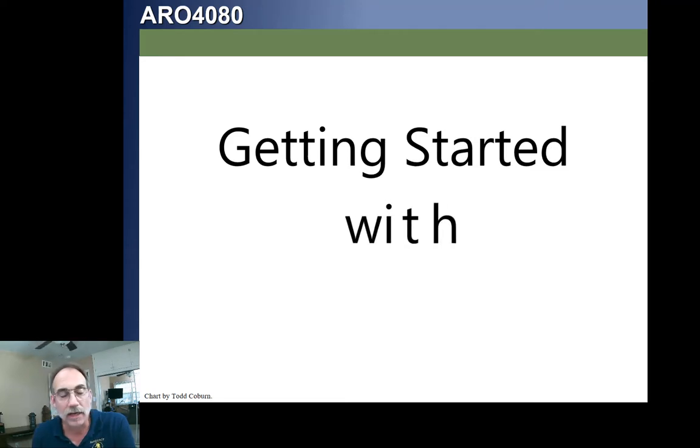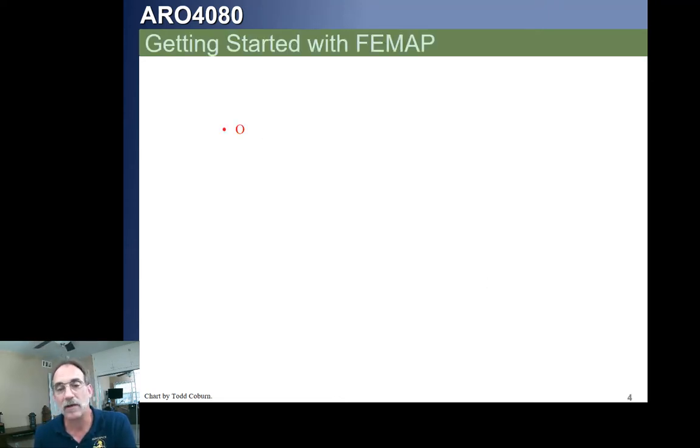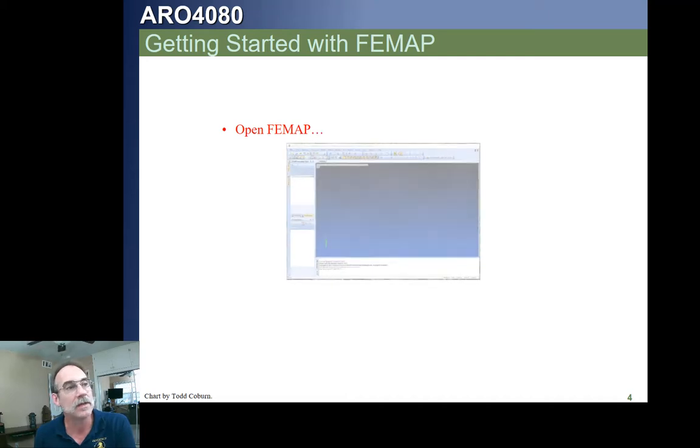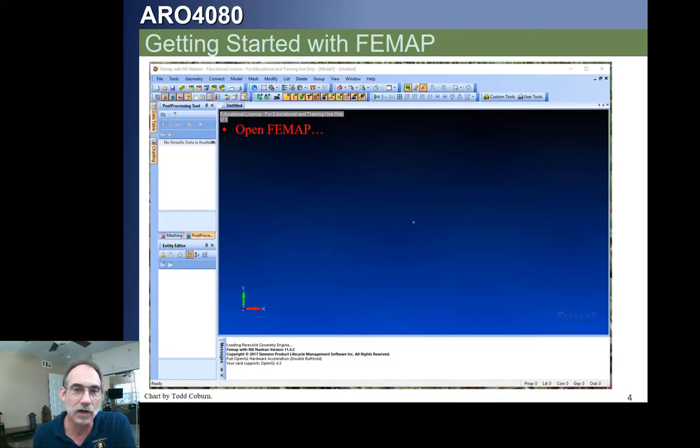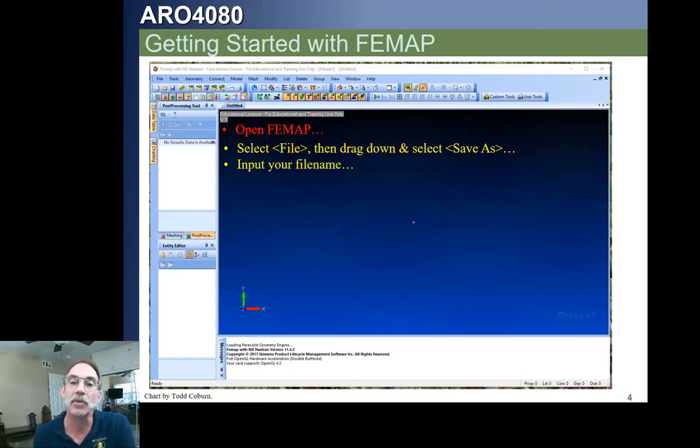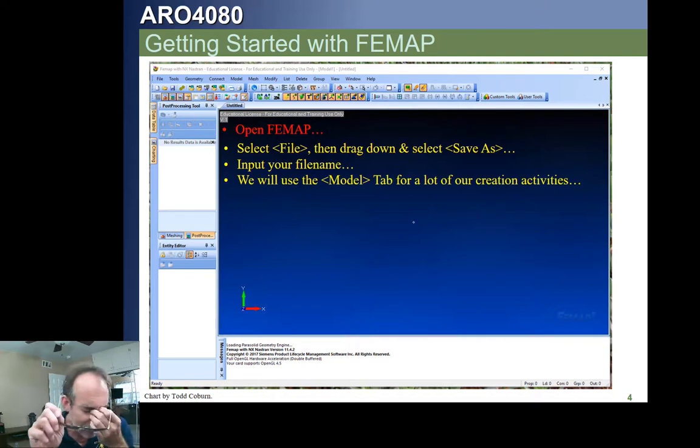So once again, we're going to look at the basic building blocks of developing a FEMAP model. We're going to start out by opening FEMAP. Once you've loaded it on your computer, you're going to open that, and you're going to get a window like this. You'll notice you have your set of commands up here. You're going to pick File and then drag down and select Save As, and you're going to input your file name just like you always do. Okay? We're going to use our same naming convention for our FEMAP models.